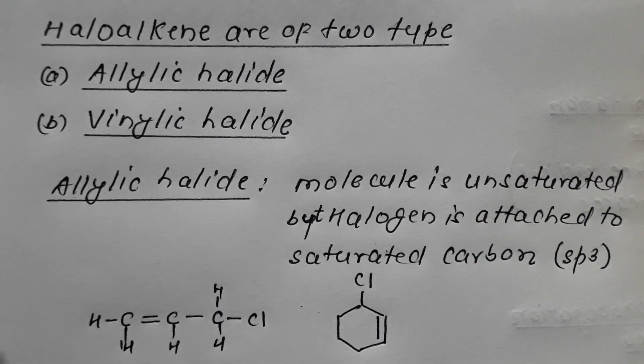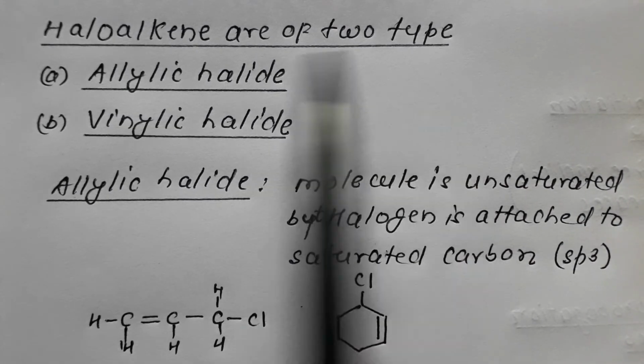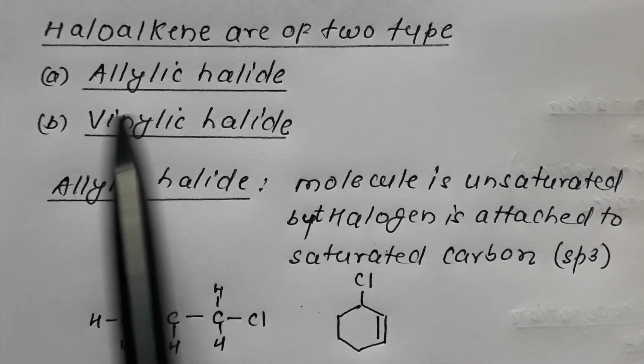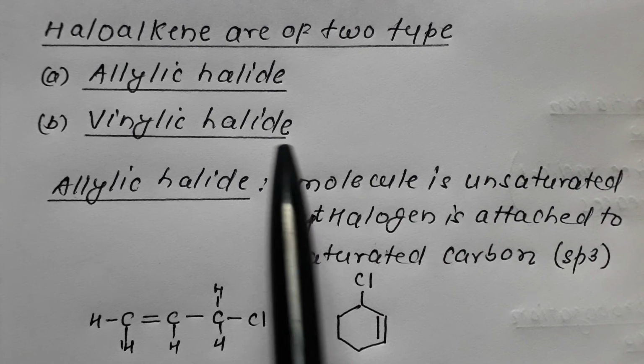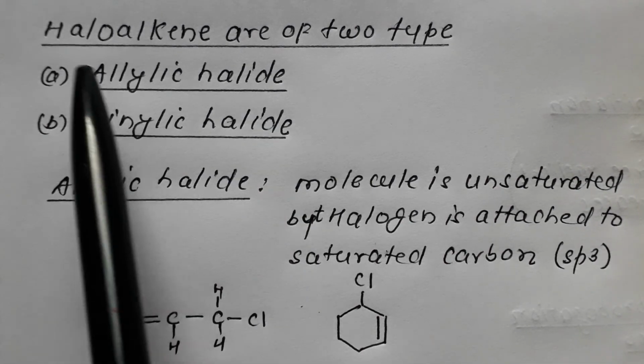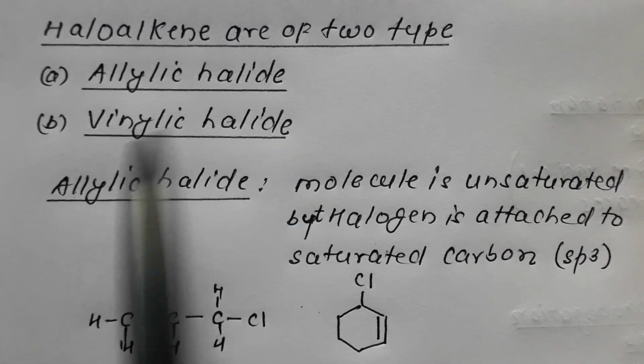Now remember that haloalkenes are what we are discussing now. Haloalkenes are of two types: A, allylic halide, and B, vinylic halide. Allylic and vinylic, these are the two types of haloalkenes we are talking about.